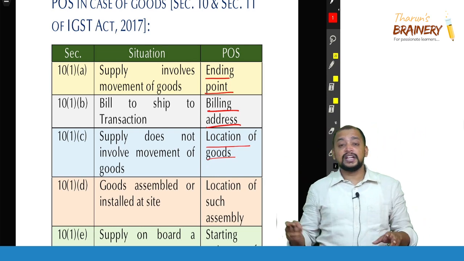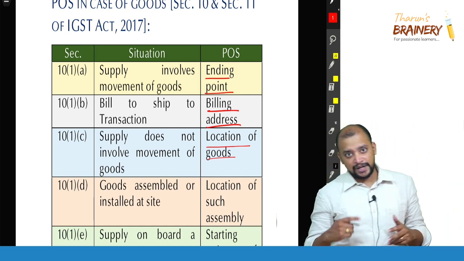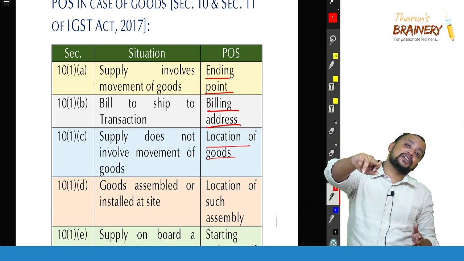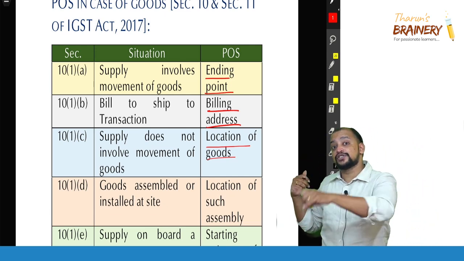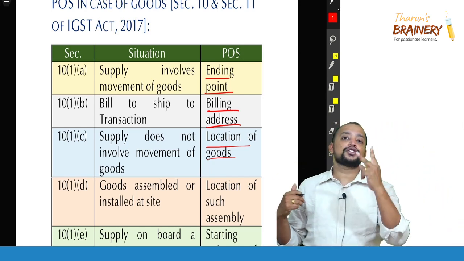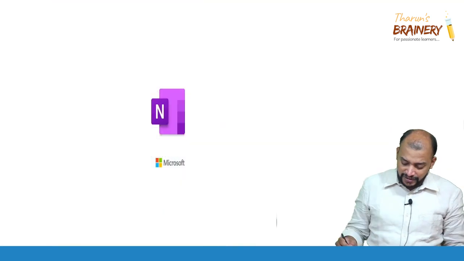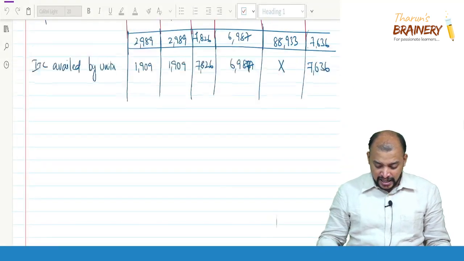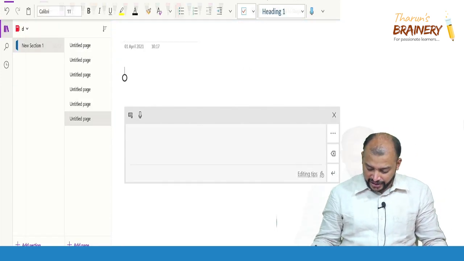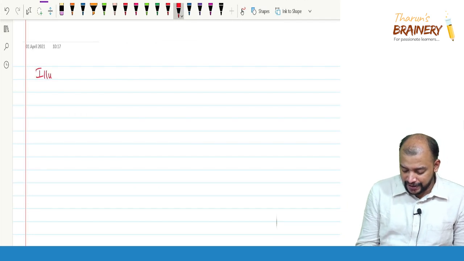Then again, in every bill to ship to transaction, there are two supplies. How are there two supplies? I am making a supply to you, and you are asking me to deliver the goods to your client, which means you are making a further supply to your customer, correct or not? So therefore, there are two supplies. Let's try to understand this. What will be taken as the place of supply in each case? I am giving a bill to ship to transaction illustration.